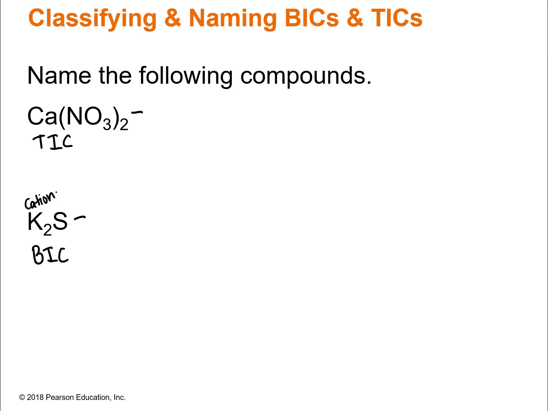The K is going to be our cation. Turns out that's potassium. It's in group 1A. Do we need to use the stock system to name this ion?